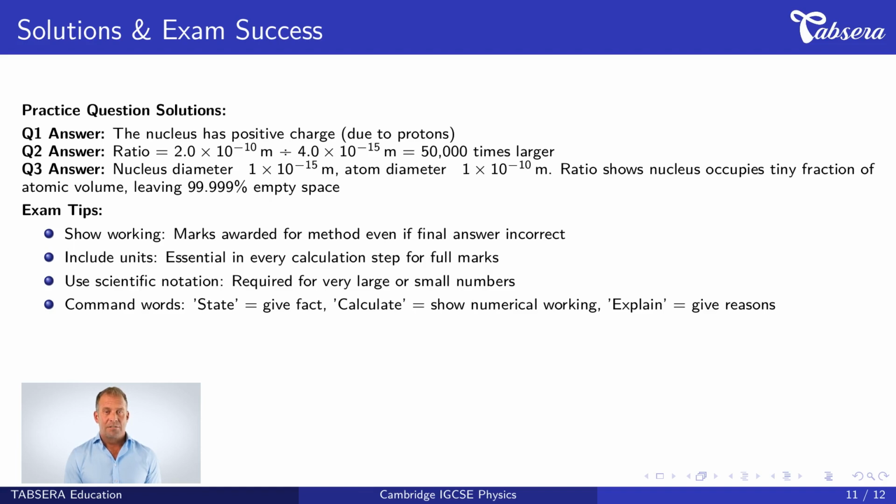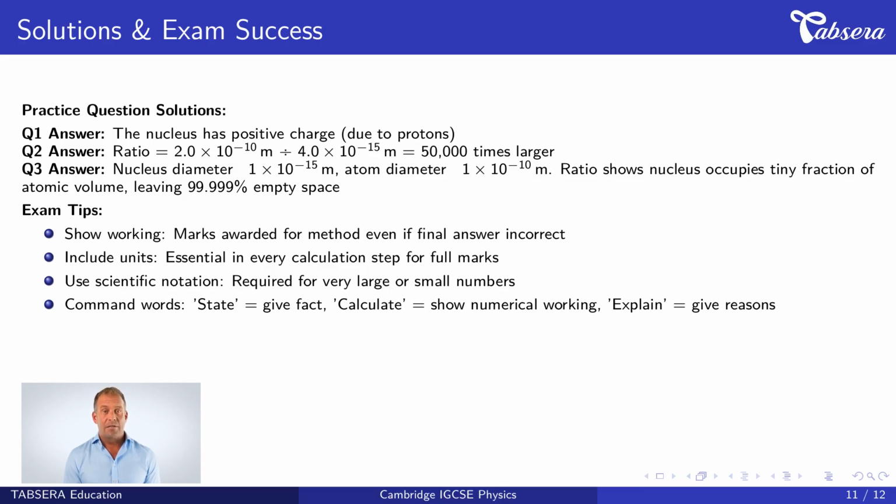Let's review the solutions systematically. For question 1, the answer is, the nucleus has positive charge due to protons. This is correct because protons carry positive electrical charge and are located in the nucleus, making the overall nuclear charge positive. For question 2, we calculate the ratio by dividing atom diameter by nucleus diameter.